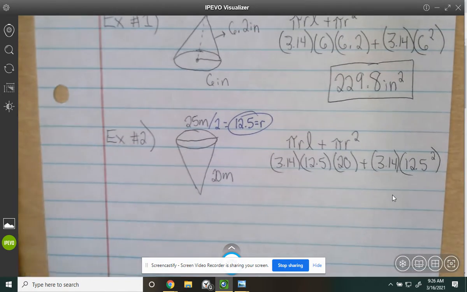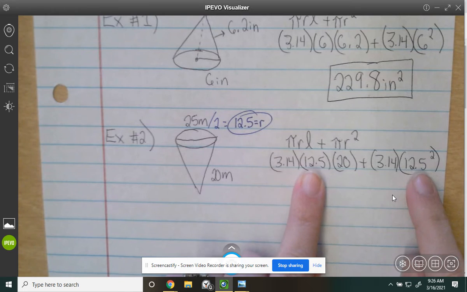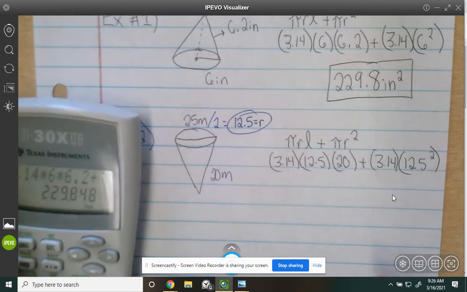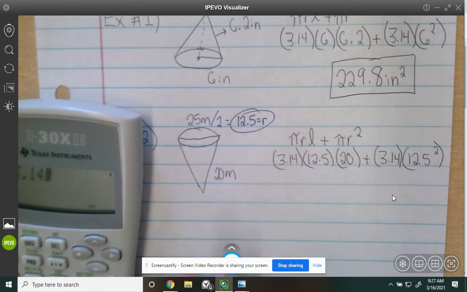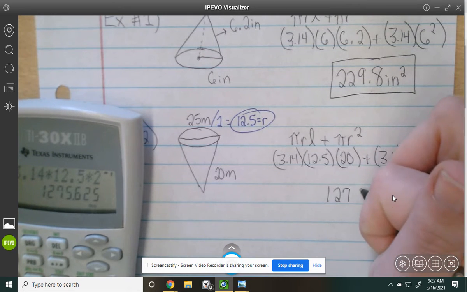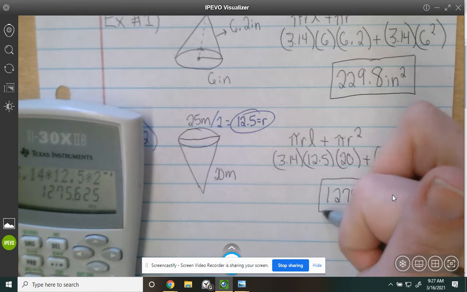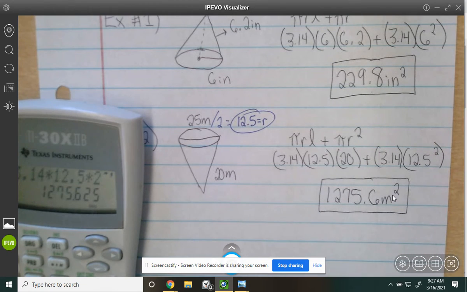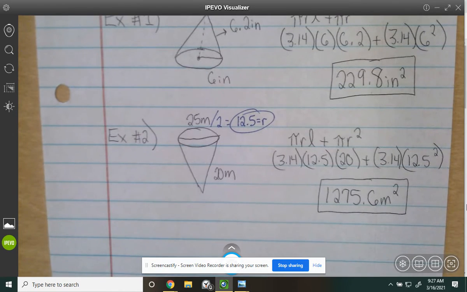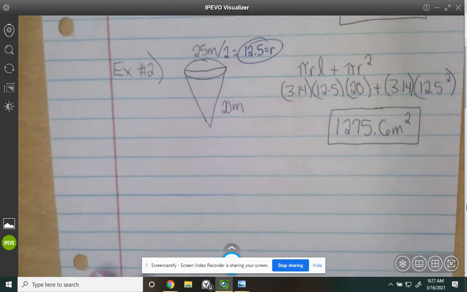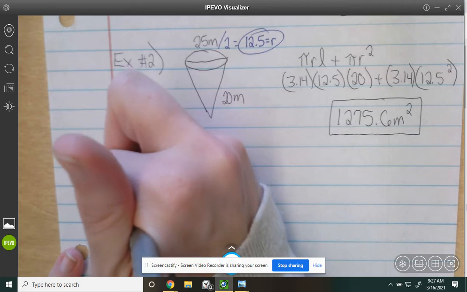Okay, so that should be your equation. Make sure you have the radius in the right spots and your slant height. Now type it in. And that should be what you get for your answer on that one. If you didn't get that, try it one more time. All right, we have a word problem.